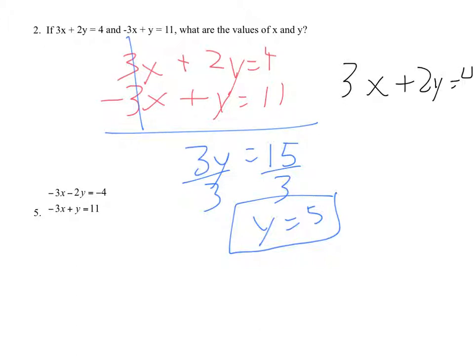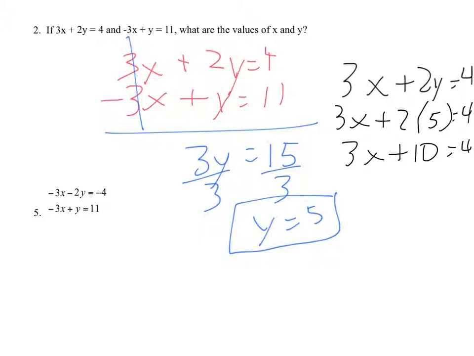I know y is 5, so I'm going to replace in this equation my y with this 5. So I've got 3x plus 2, and instead of writing down the y, I'm going to replace it in parentheses with a 5. And then I'm just going to keep going here. I've got 3x plus 2 times 5 is 10 equals 4. I'm solving an equation here. So I'm going to subtract 10 on both sides.